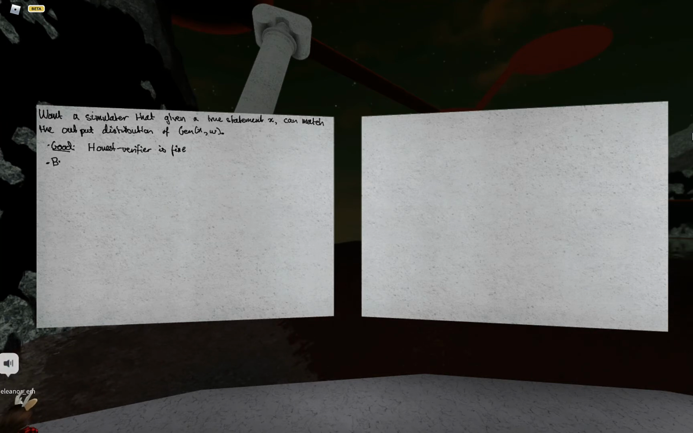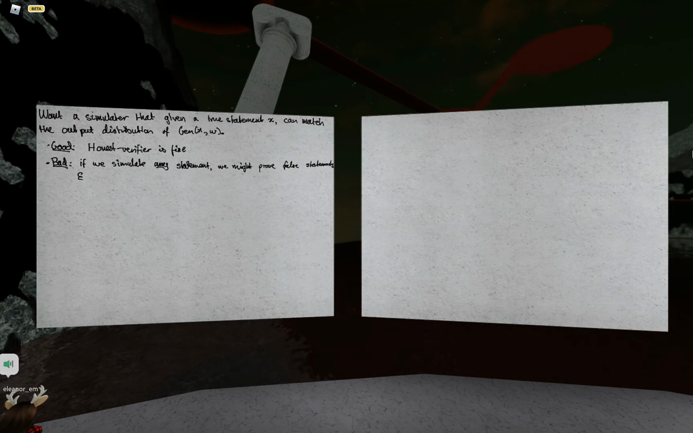The bad news is that this makes no sense. We give the simulator just some random statement and it produces a proof. Well, it might be able to prove false statements. If we simulate given any statement, we might be able to produce proofs of false statements. Okay, that's bad because that would contradict existential soundness.